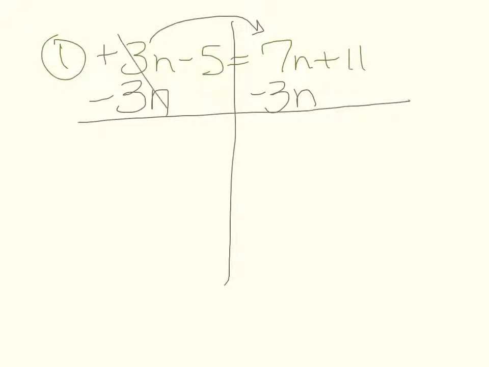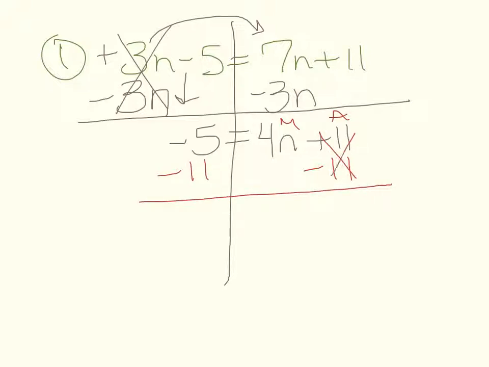Those cancel, and I bring down my negative 5. Don't forget the sign. If it's plus, you don't have to bring it down because it'd be a plus 5 if you want. That's fine. But if it's a minus, you need to make sure you bring it down as a negative. Equals 7n minus 3n is 4n plus 11. Now I have a two-step equation. I have a multiplication problem and an addition problem, and I want to get rid of the addition first, so I'm going to do the opposite.